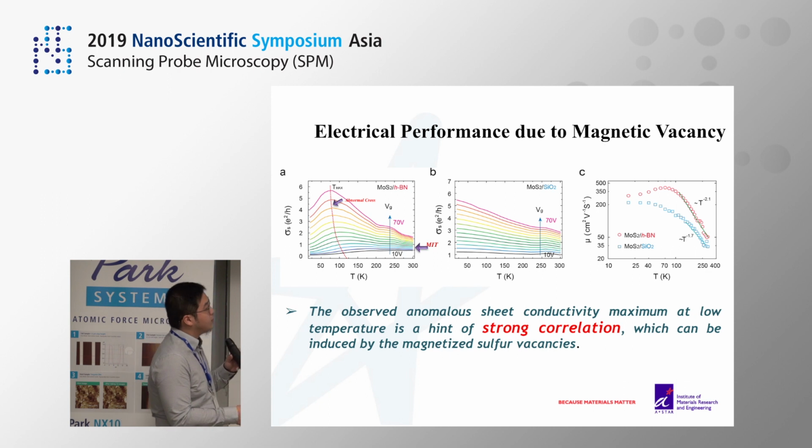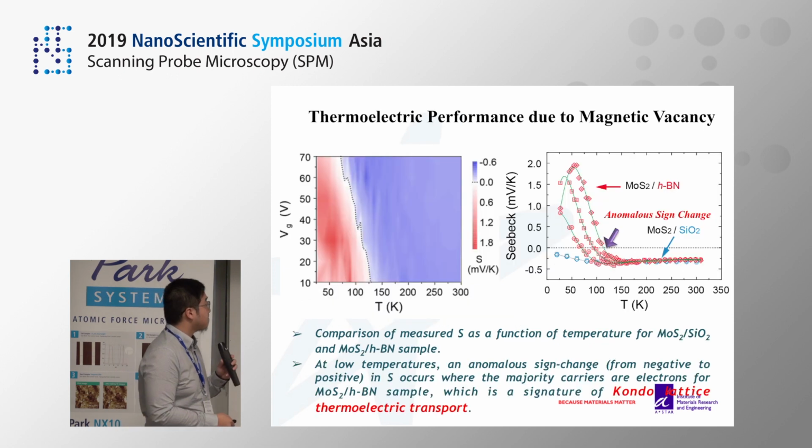However, at low temperature, we can find that for MoS2 on hexagonal boron nitride, the mobility actually shows a peak at low temperature, which is not found in the MoS2 on silicon oxide sample.